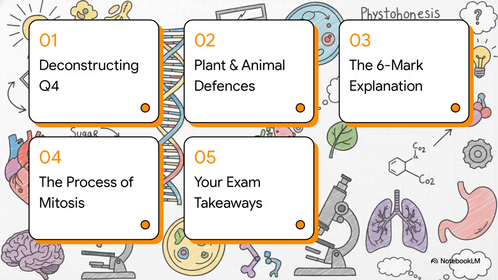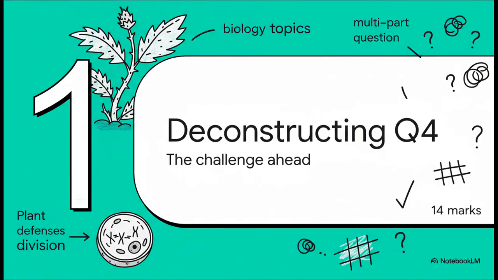So, here's the game plan. First, we'll get a bird's eye view of the whole question. Then, we'll get into the nitty-gritty, starting with plant and animal defenses. After that, we hit the big one, the 6-mark explanation, and I'm going to show you exactly how to build a killer answer. Then we'll wrap up with mitosis before I give you some crucial exam takeaways that could honestly change how you revise.